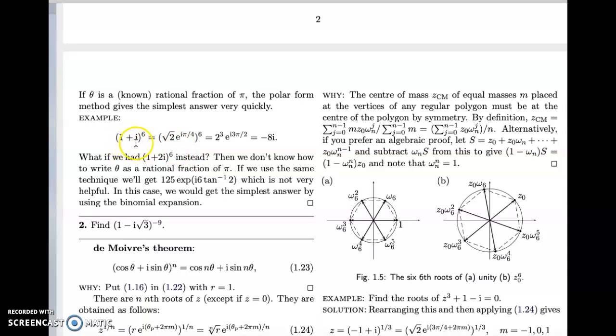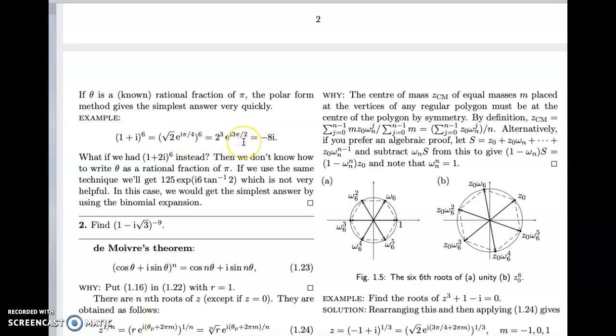So if we write 1 plus i in polar form, well, the length of 1 plus i is square root of 1 plus 1, which is square root of 2. And 1 plus i, if you picture it, is pointing in the direction 45 degrees, or pi by 4. So it's root 2 times e to the i pi by 4, all raised to the power 6. That's easy to do. Well, root 2 to the power 6 is the same as 2 cubed, and this to the power 6, that's e to the i pi 6 over 4, or 3 pi by 2.